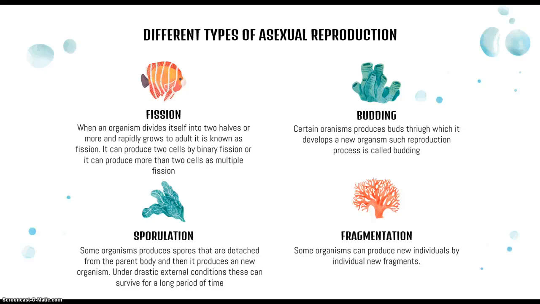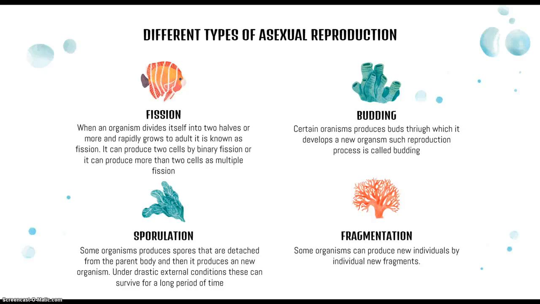Such kind of process in which 2 cells are produced from one single cell is known as binary fission. And if more than 2 cells are produced from one single cell by the process of fission, that is known as multiple fission. Clear? Next is budding. I should give an example of fission also. Fission is seen in case of amoeba.